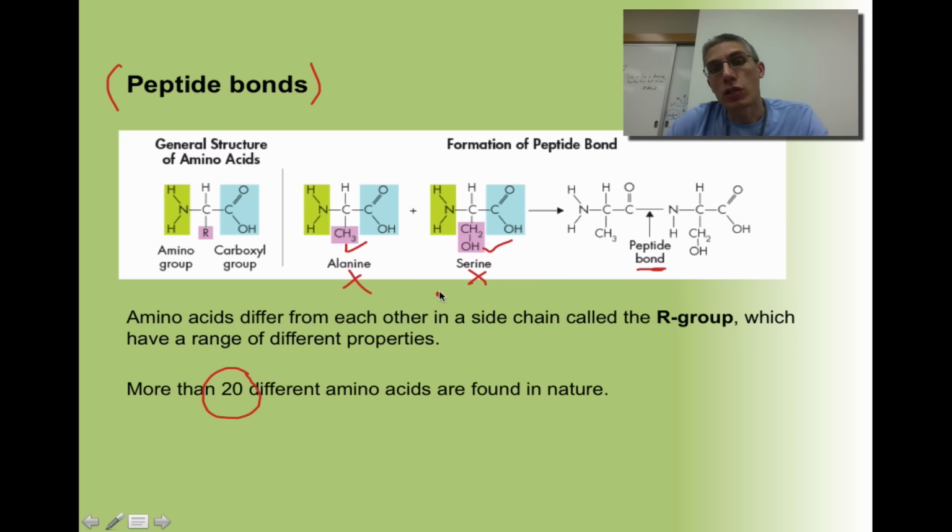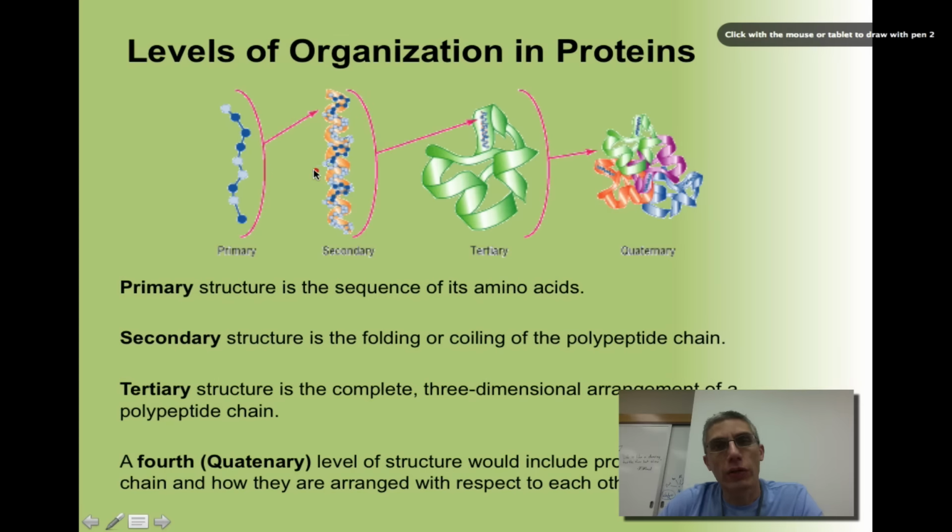Now you can have a protein with as few as 10 amino acids all bonded together, or it could have hundreds, if not thousands, of amino acids bonded together. The very last thing we need to talk about in regards to proteins is levels of organization. Scientists need to be able to classify or identify proteins, and so they will look at 4 different things: the primary structure, the secondary structure, the tertiary structure, and then a 4th, or quaternary, structure.